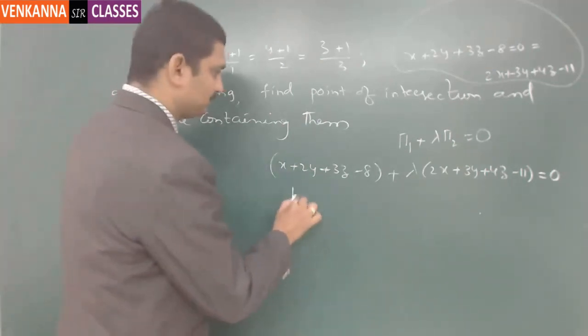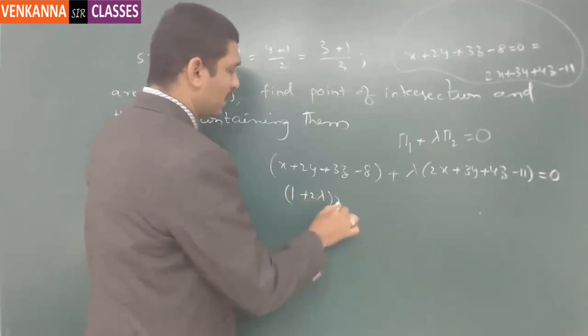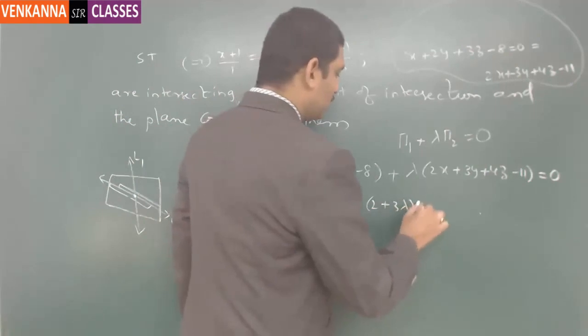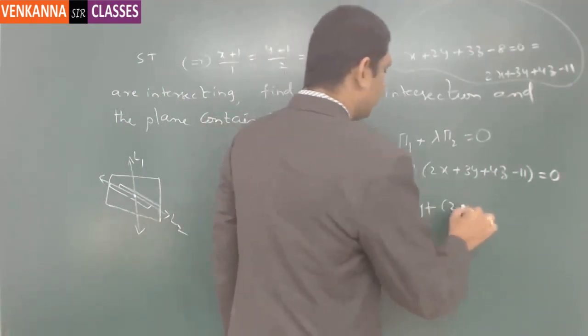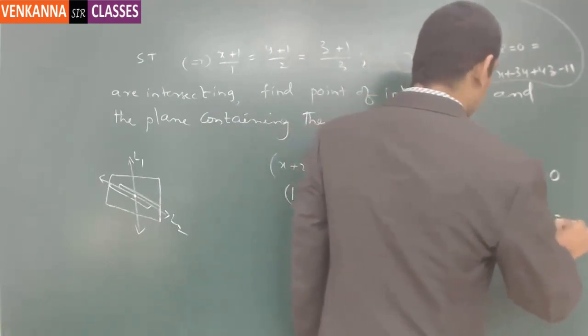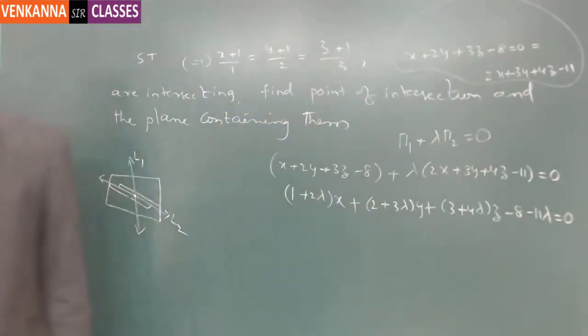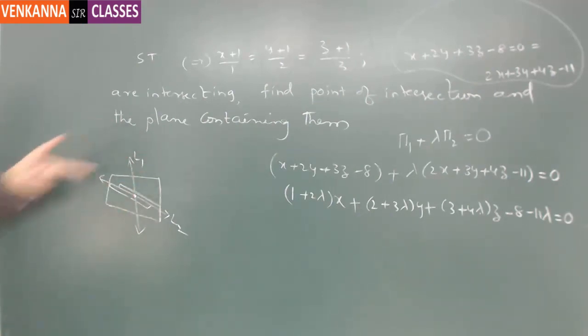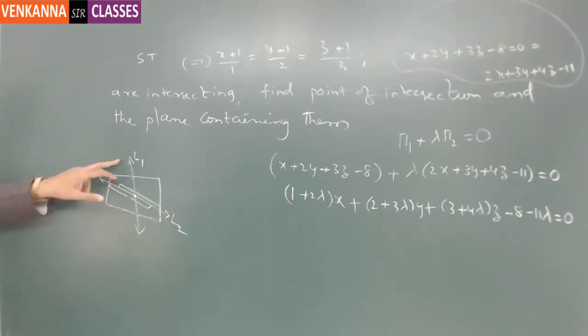So let us take the terms as common. Then you have 1 plus 2 lambda into x, plus 2 plus 3 lambda into y, plus 3 plus 4 lambda into z, minus 8 minus 11 lambda equal to 0. Please understand that the plane equation which I considered contains both the lines. It contains line 2 as well as line 1. In that way, I have written it like that.